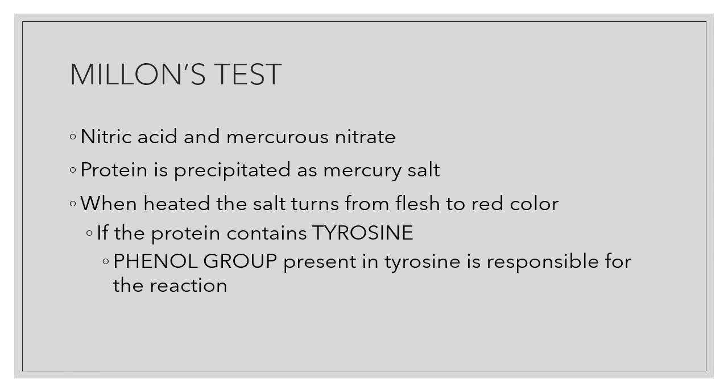In your Millon's test, any substance that contains a phenol group will give a positive result. Also, any protein that contains tyrosine will give a positive result. Of course, the positive result here is a red color. Again, in Millon's test, your nitrated tyrosine combines with mercuric ions to form a red color.